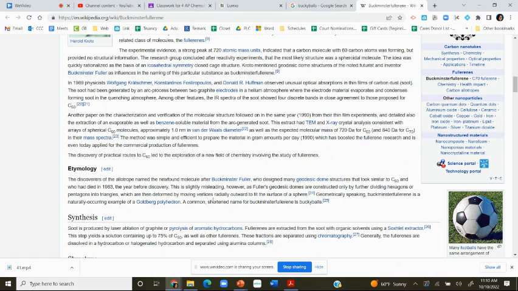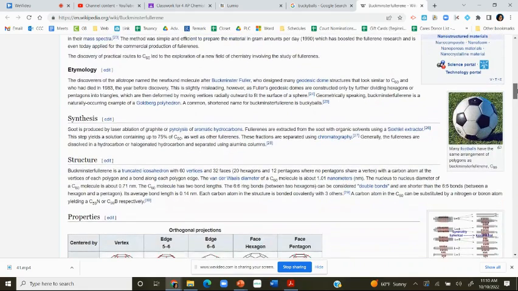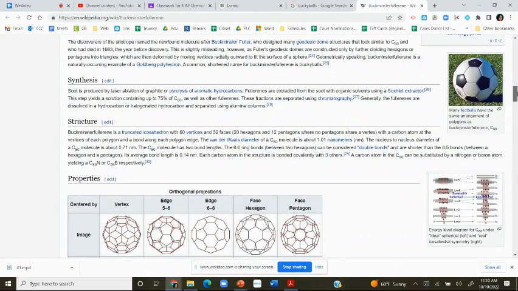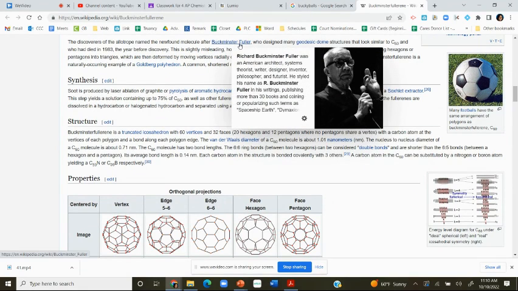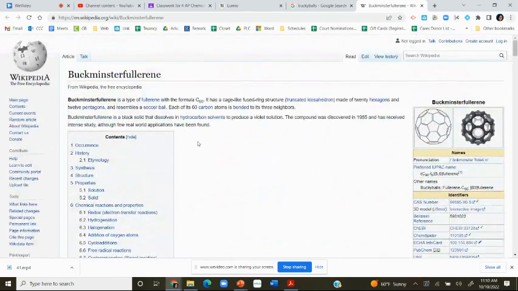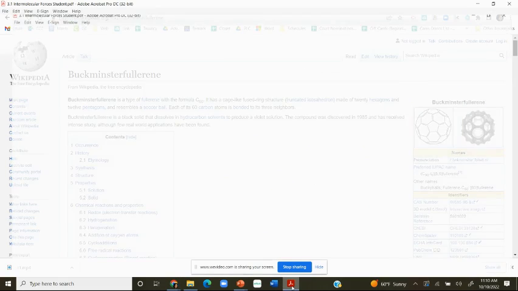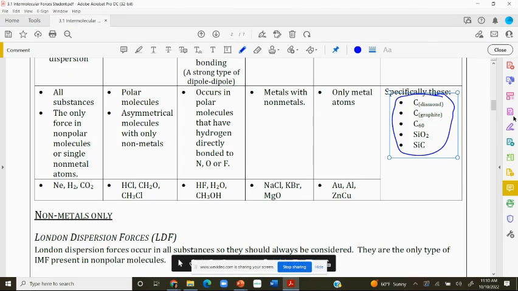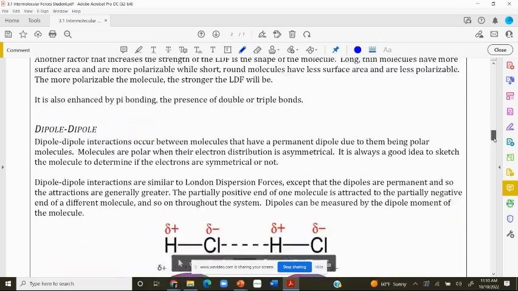I thought there was some link to Madison here, but I'm not seeing it on here. I think it was higher. Named after Buckminster. Yeah, that's what it says. Good for Buckminster. So anyway, that's buckyballs. That's what C60 is.